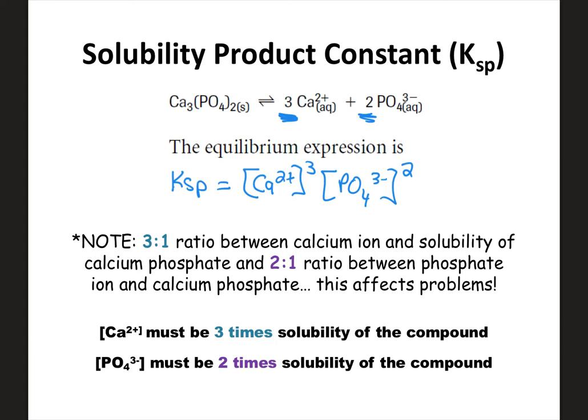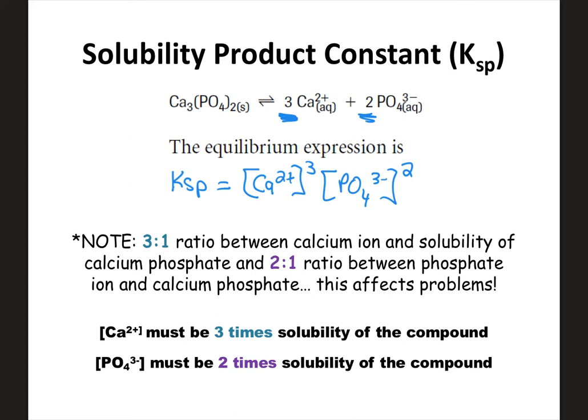And people always get confused by that because they say, oh, well, isn't that taken into account by the 3 and the 2 there in the expression? No, that 3 and that 2 are part of the KSP expression. They have nothing to do with the concentration of the ions. So we have to pay attention to this when we're doing problems, as you'll see here.